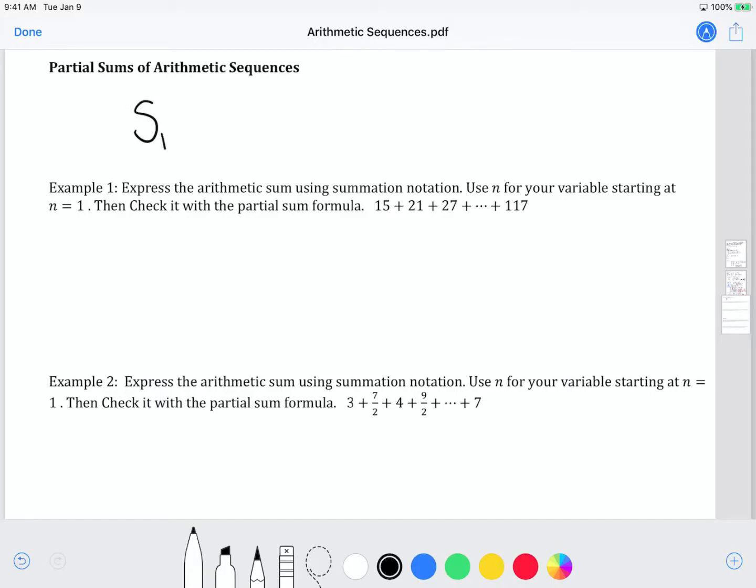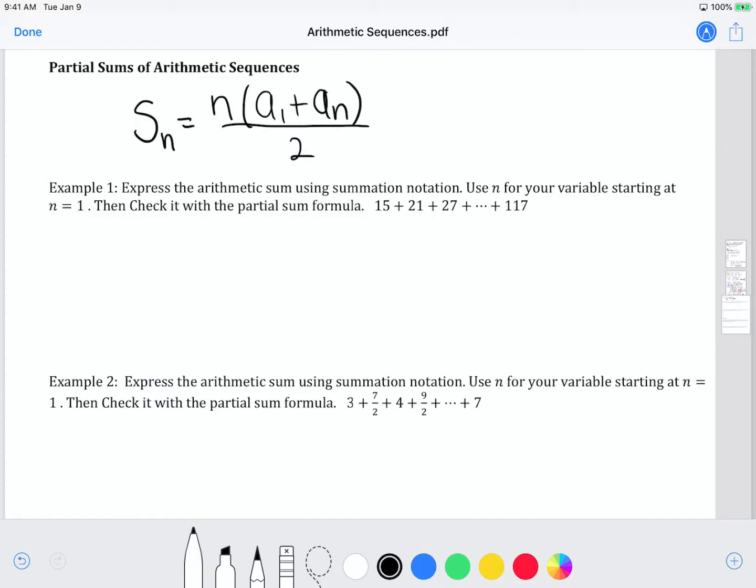And the formula is Sn is equal to n times (a1 plus an) all divided by 2. So what you would want to do is take the first term plus the nth term, divide it by 2, and multiply by n. And that will give you the sum of the first n terms.